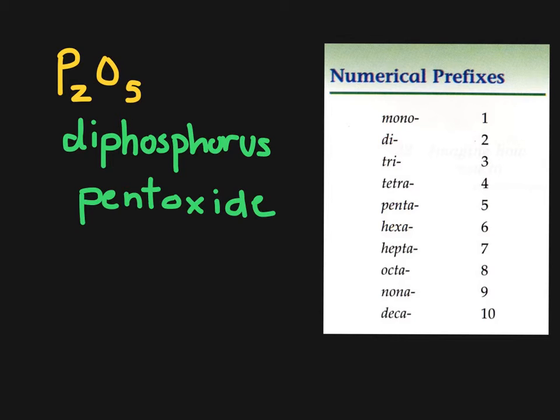What about another problem? Let's take a look at our two original problems that we had. CO. Using prefixes here, we might want to try to call this monocarbon monoxide. Have you ever heard of it that way? No. There's one little rule here that we have to keep in mind. Mono is for the second element only, so not for the first element.